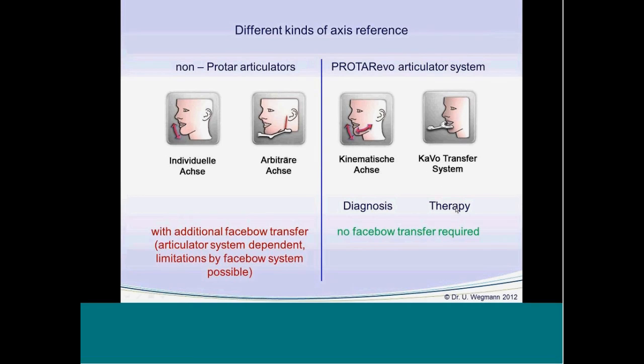The difference is, if you use the ProTAR articulator system, there is no longer any Facebow transfer required, and you have to choose for therapy the transfer system or for diagnosis the kinematic axis. Of course, you can use non-ProTAR articulator systems, but then you have to do an additional Facebow transfer with this Facebow coming from this articulator system. And there may be some limitations depending on the Facebow system you use for this. Therefore, I recommend to combine the Arcus Digma with a ProTAR articulator system.